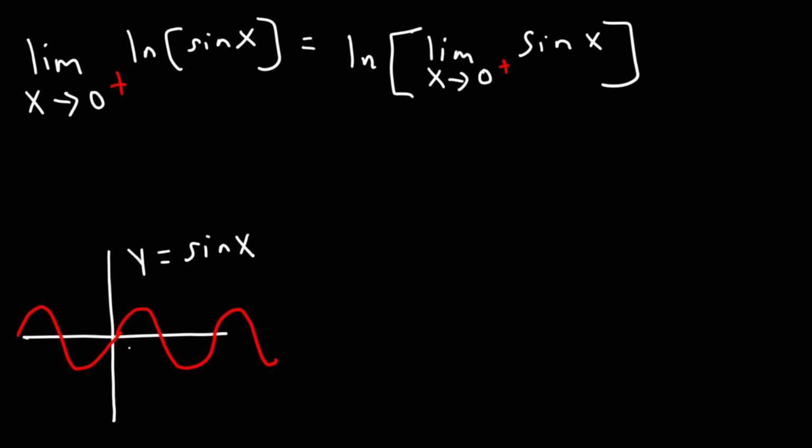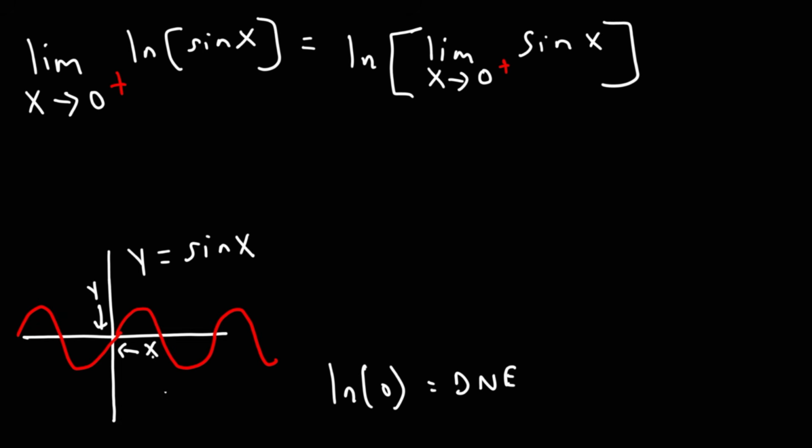Now, as the x value approaches 0, notice that y approaches 0 as well. So the limit as x approaches 0 from the right of sine x is 0. However, ln 0 does not exist, so direct substitution will not help us in solving this composite function. But nevertheless, we could still get an answer for this problem.